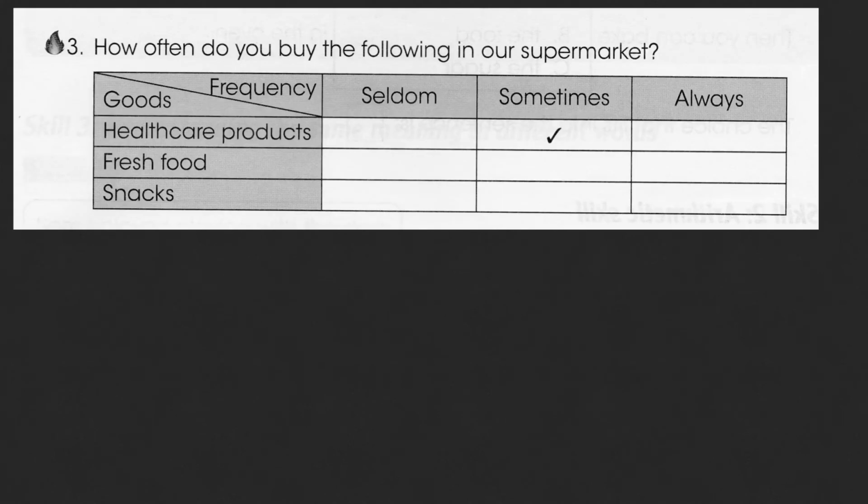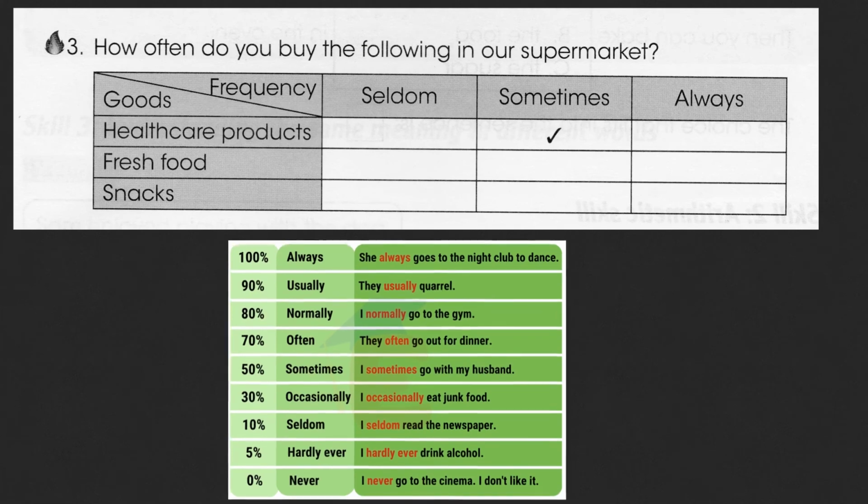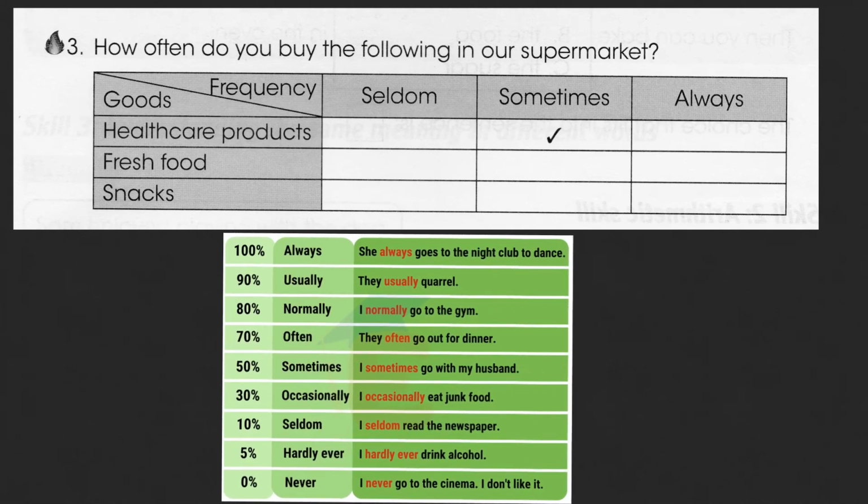Look at the table in question 3. There are several words in the table which are used to describe how often something is done. If you know the meanings of the words, you absolutely can answer the question better. Seldom means almost never. Sometimes means on some occasions, but not always or often. Always means every time, all the time.